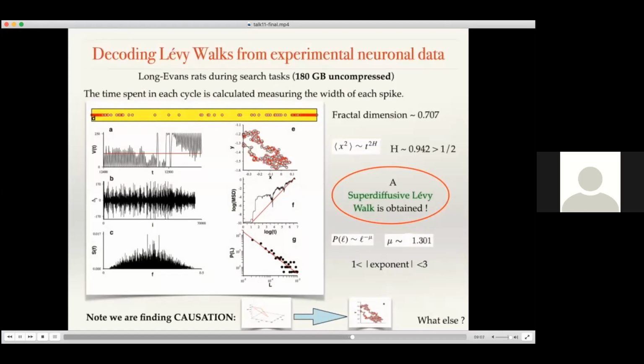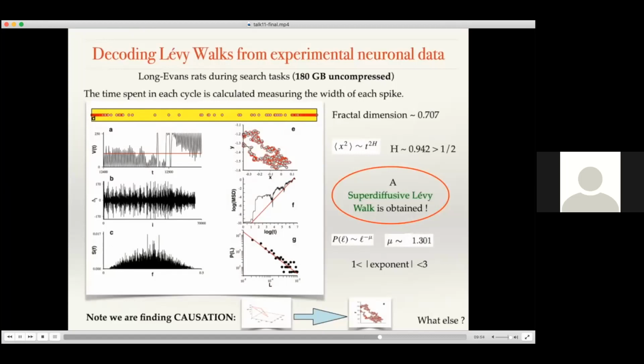You can see here in plot A the temporal series and a certain threshold that was used to determine the width of the spikes. From there the capital Greek Delta at plot B, and at plot C an example of the power spectra. From these power spectra we were able to calculate a fractal dust shown there at D on that yellow background. From that fractal dust we were able to determine a two-dimensional random walk whose mean square displacement behaves as shown at plot F, and it shows a Hurst exponent with a value 0.942, which is larger than 1/2.